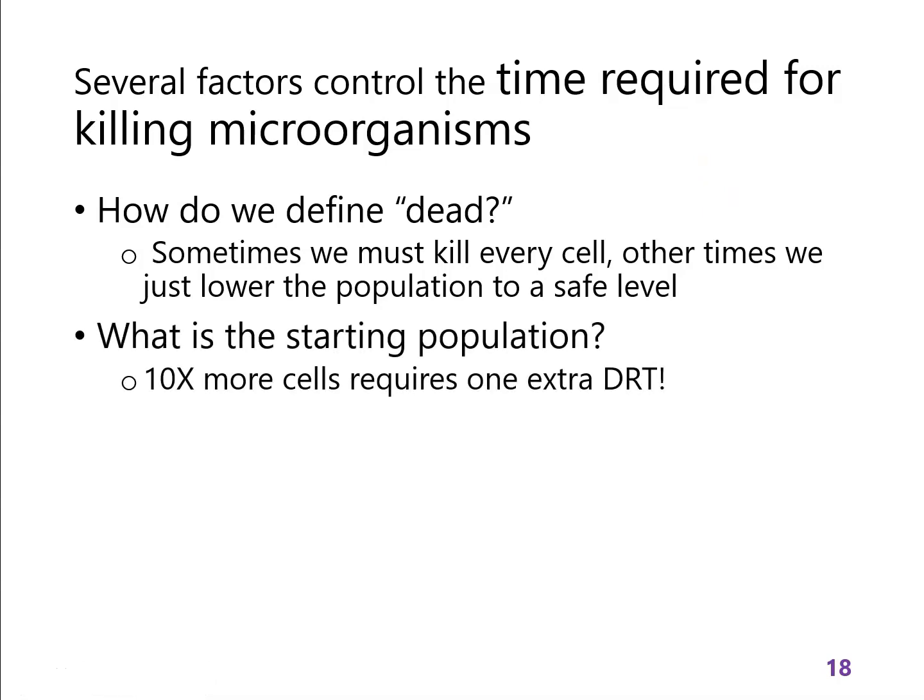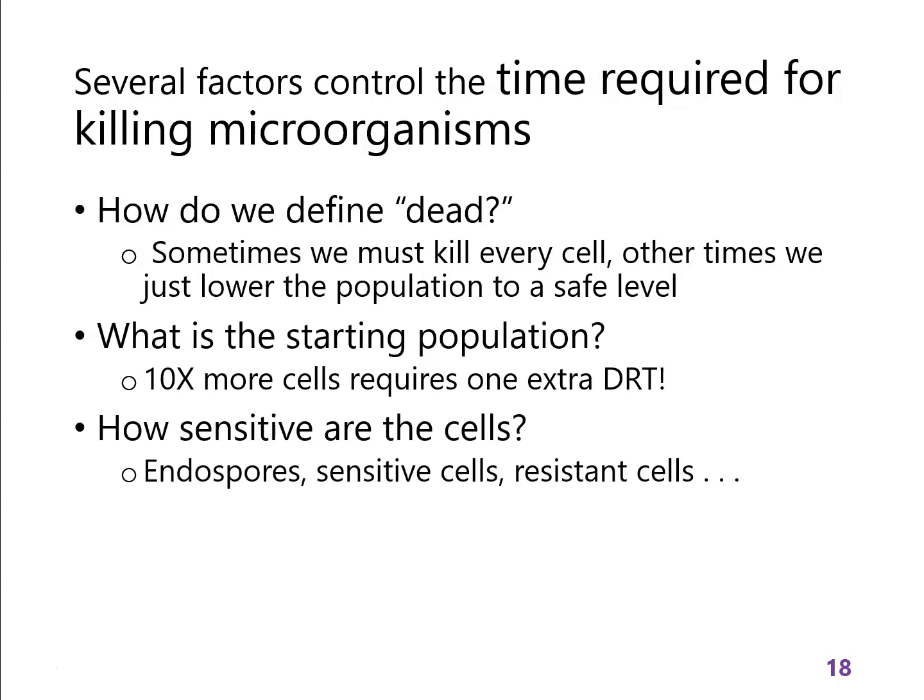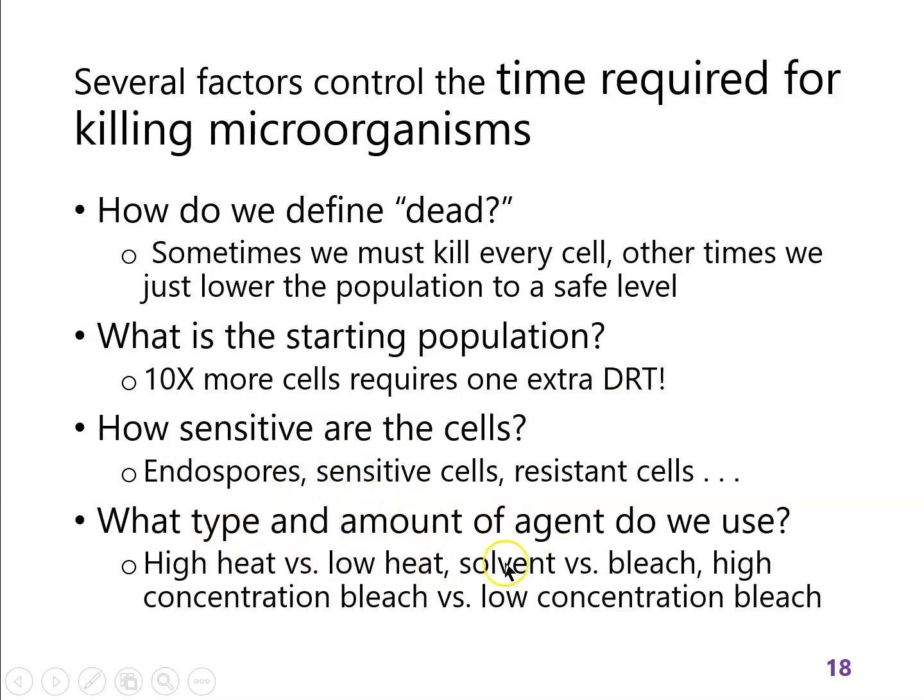If we start with a higher population, it takes longer to reach the low threshold we're aiming for. So every time you multiply the starting population by 10, you add another decimal reduction time to how long you have to expose the microorganisms. And then the decimal reduction time itself, so the time it takes to decrease the population by a factor of 10, that time depends on how sensitive the cells are and what type of agent we use.